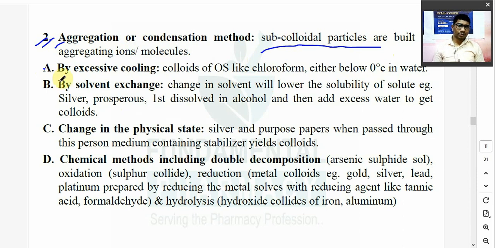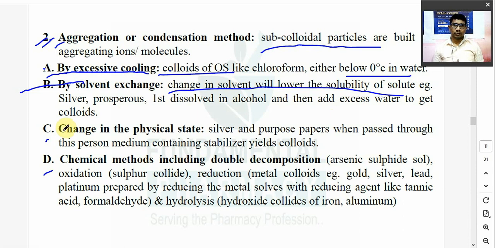Now that can be done by excessive cooling or by solvent exchange, by changing the physical state, or by chemical method. Colloids of organic solvents, like chloroform, are formed by this excessive cooling. So temperature you have to decrease below 0 degrees Celsius. There is also formation of colloids by solvent exchange. Change in the solvent will lower the solubility. सॉल्वेंट चेंज किया तो सॉल्युबिलिटी डिक्रीज होगी.